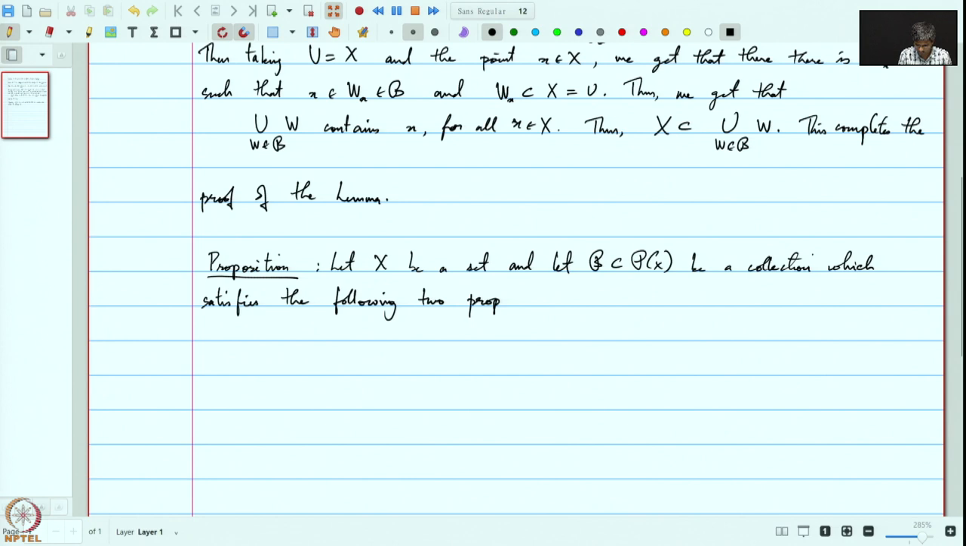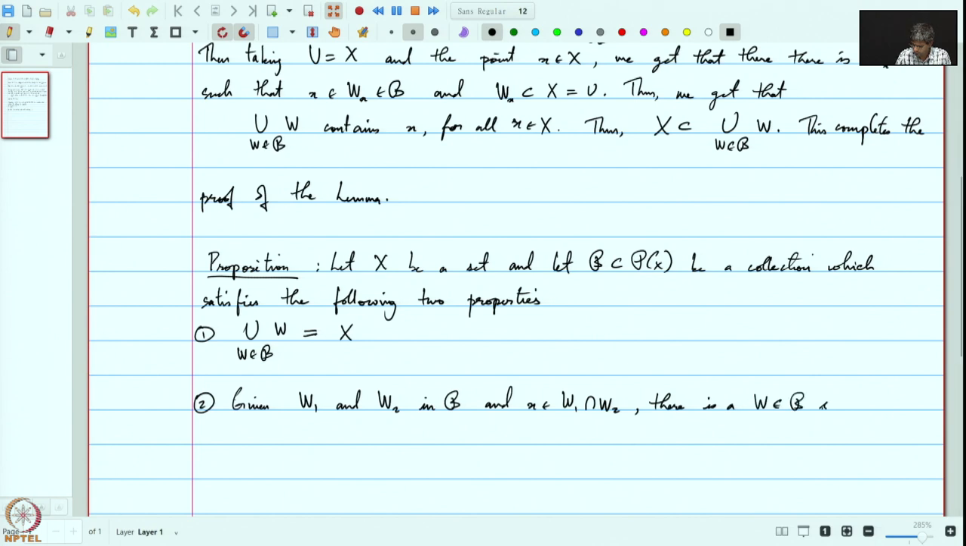The first is that the union of all W in B, W, should be equal to X. Note that we have not given X a topology right now. So B is just a subset of the power set of X. And the second condition is that given W1 and W2 in B and any x in W1 intersection W2, there is a W in B such that this point x is in W and W is contained in W1 intersection W2. Note that W1 intersection W2 may not be in B, but there is another W which is in B and which is contained in W1 intersection W2 and contains x.